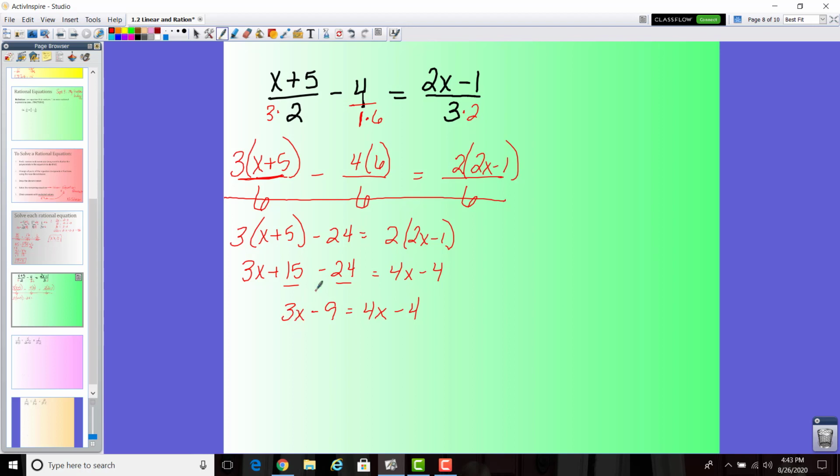I've got an x term on the left and the right. I'm going to subtract the 3x because that's the smaller one. So I'm left with negative 9 equals x minus 4. So I'm going to add 4 to both sides, and x can equal negative 5. Now that might not be the same example you have in your homework or in your notes, and that's okay. Just make sure that you take note of this one. Now this one has no excluded values because my denominator does not have any variables in it.